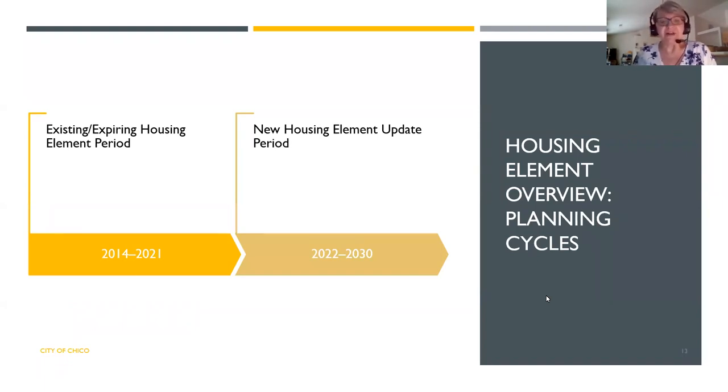So as I mentioned, the housing element is carried out over 8-year planning cycles, so you can see from this graph that the existing, getting ready to expire, housing element period covered the period of 2014 through 2021. The new housing element period, which is the focus of this evening's conversation, covers the period 2022 to 2030.